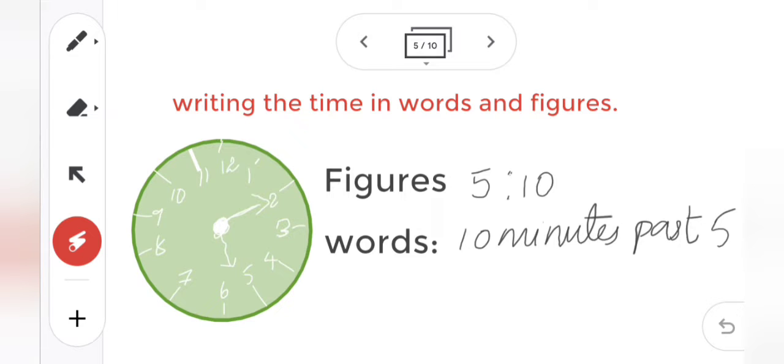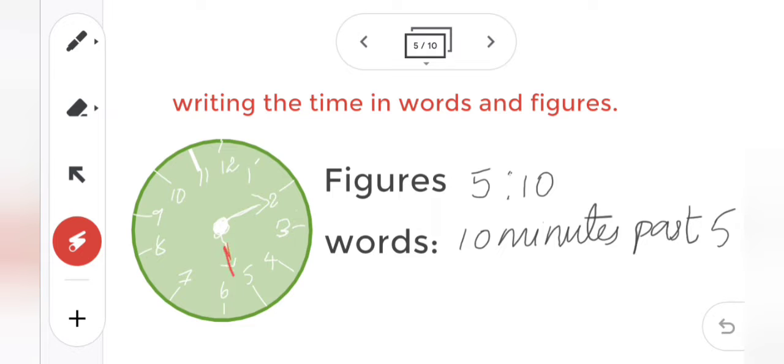See here, the minute hand and the hour hand. First, when you write in figures, you have to write the hour first. Okay, so for the hour hand, you don't see the next number, you just have to see the previous number only, where the hand is.